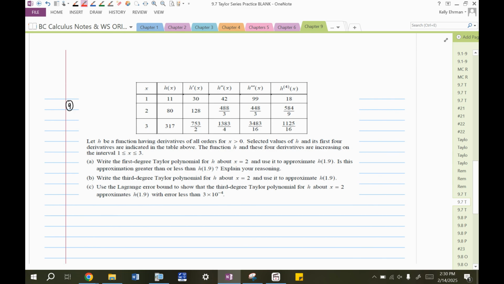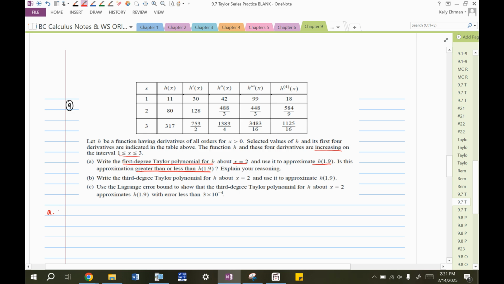So h is a function having derivatives of all orders for x greater than 0. Selected values of h and its first 4 derivatives are indicated in the table above. The function h has these 4 derivatives, and these 4 derivatives are increasing on the interval from 1 to 3. So strictly increasing. Write the first degree Taylor polynomial for h about 2, and then approximate h of 1.9. And is this approximation greater than or less than the actual value? So there's a lot to do in part A.